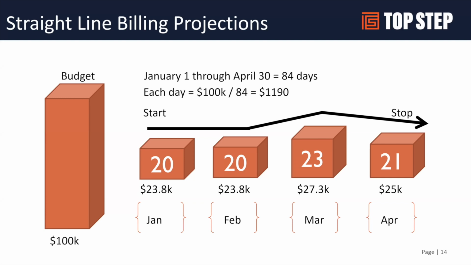So in the example here, January and February both had 20 days. So the straight line projection was the 23.8. However, March and April had more working days, so the straight line increased for those months. So that's how straight line projections behave. They are not just a pure peanut butter spread, but they're actually looking at the days available, which makes sense.